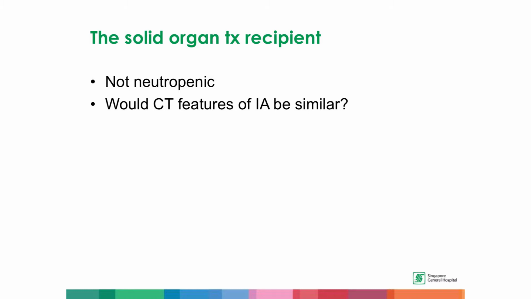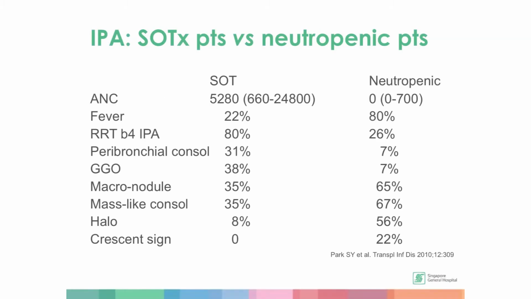Now, the other category of patients who are quite likely or who are always listed as being at risk of aspergillosis would be the solid organ transplant recipient. And as we know, these people are rarely neutropenic. So would the CT features be similar? So the answer is no, at least from this Korean paper.